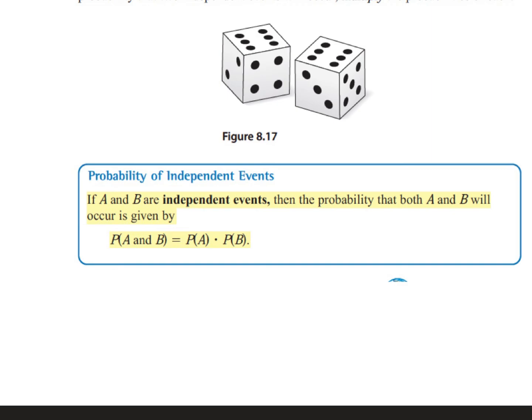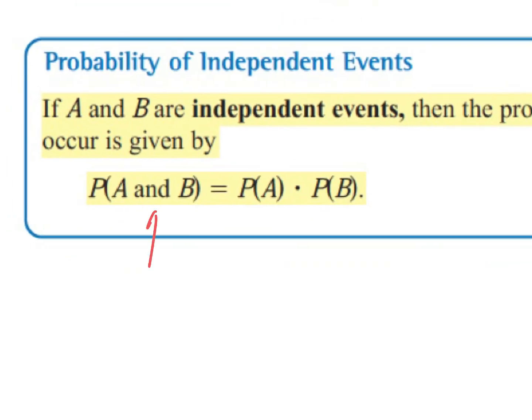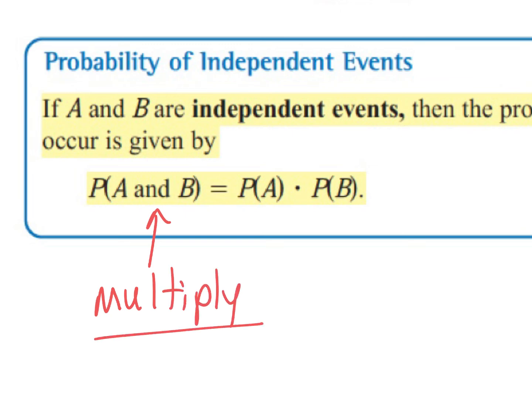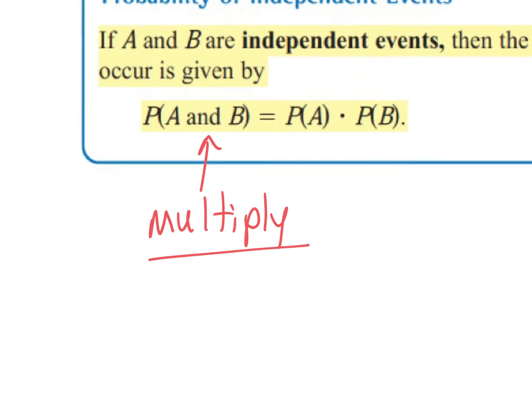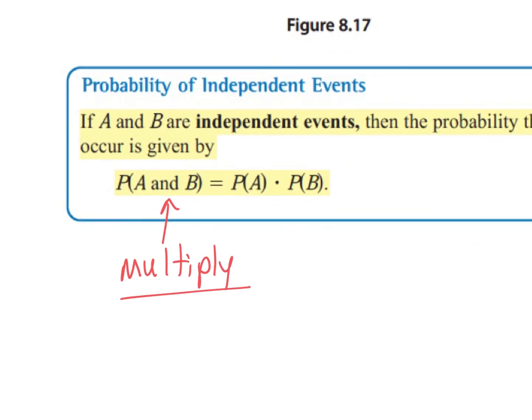So we're talking about independent events. If something is independent of something else, one has nothing to do with the other. Everybody understand that? When I see and, when we're talking about independent events, we're going to multiply. A lot of times we see this with dice or numbers generated randomly, that sort of thing.